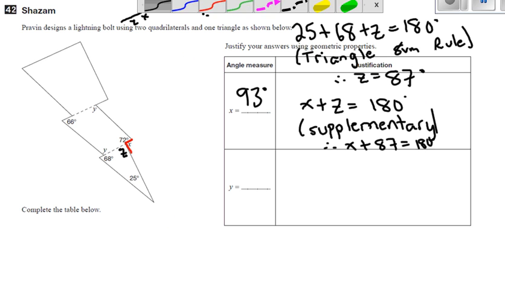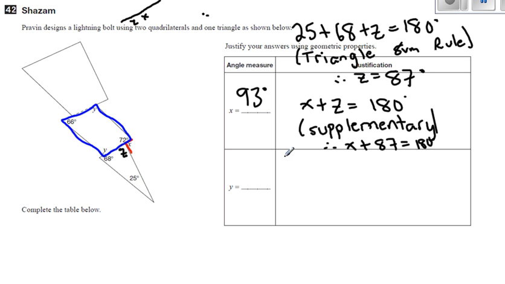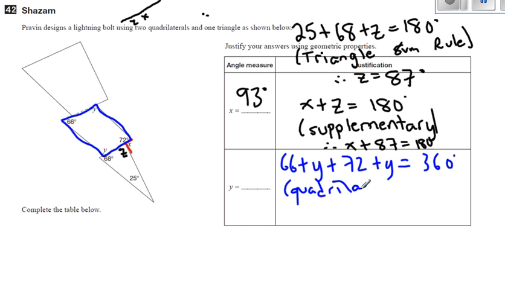So let's look at Y, and I'll use blue. Y is part of a four-sided shape. Therefore, I know that the sum of the angles is 360. So 66 plus Y plus 72 plus Y equals 360. And that's because of the quadrilateral angle sum rule, or something like that. And that's the only justification I need to be able to find Y.